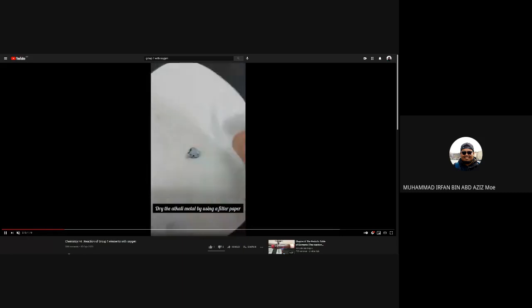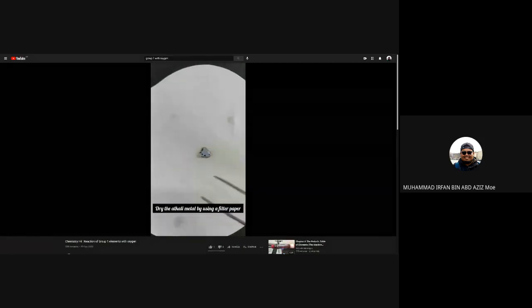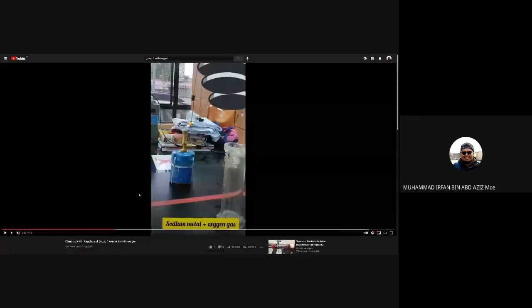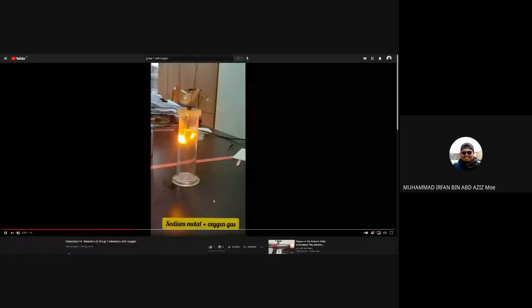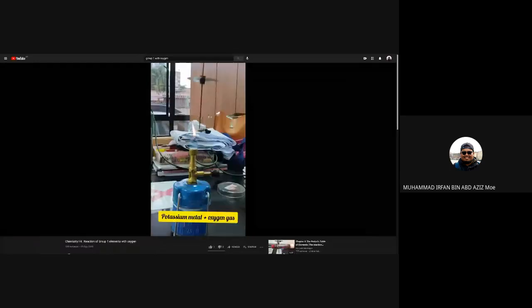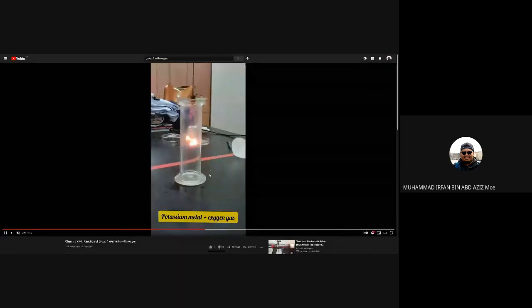We dry it first using filter paper, because we store it in oil, so we need to remove the oil. Then we heat it using a Bunsen burner. Basically, to react with oxygen we burn it. Then notice the flame color. This is sodium, and then potassium. The color is not very visible, but it should be. Okay, you can see the color changes a little.